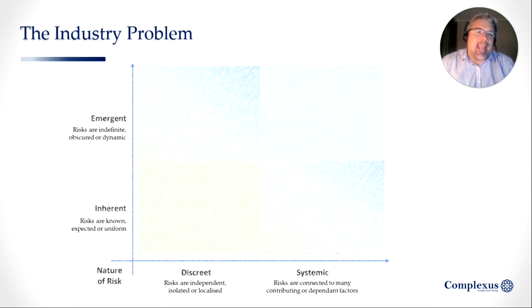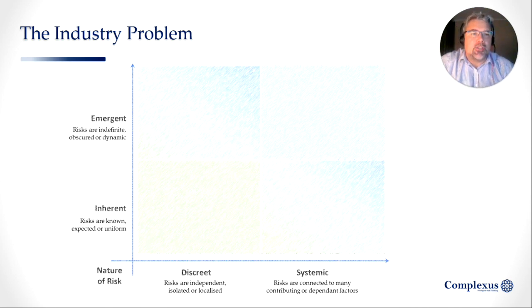Equally, if we look down at the x-axis, imagine we could delineate risks between discrete risks and what I would call systemic risks. So your discrete risks are those single, isolated, independent, or localized events. Equally, systemic risks would be those risks that are highly connected and are dependent on numerous contributing factors.